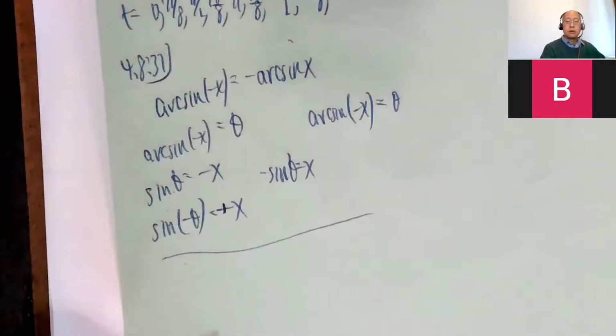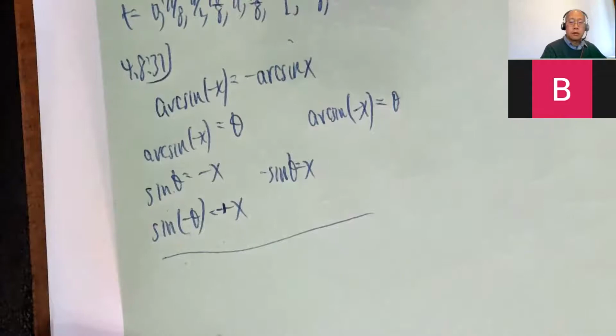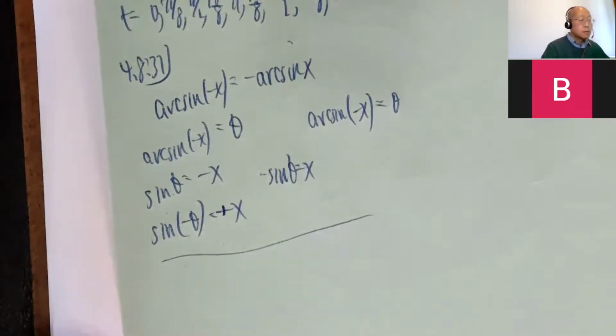All right, but multiplying negative sine of theta equals x by -1 would still prove it though, right? To get the same thing, that sine of theta equals negative x. Yes, you can multiply by -1. That works. All right, thank you.